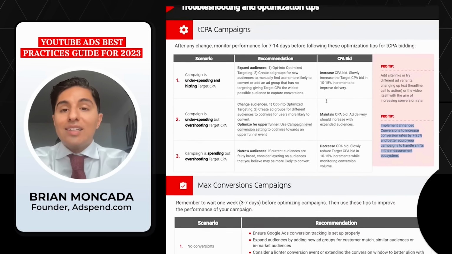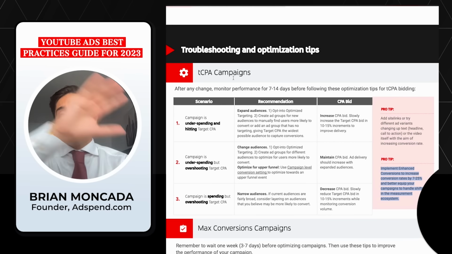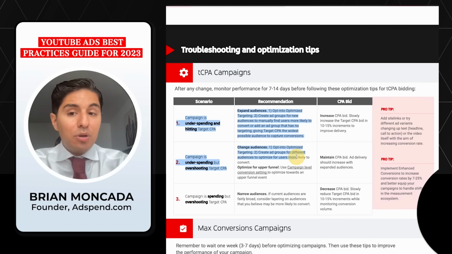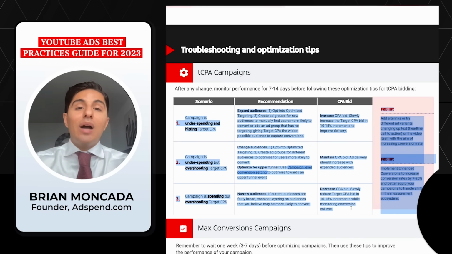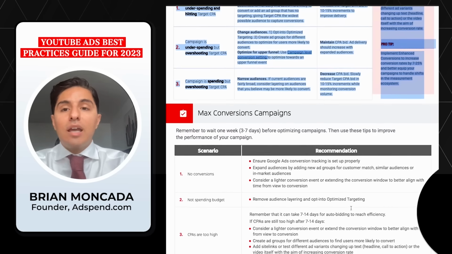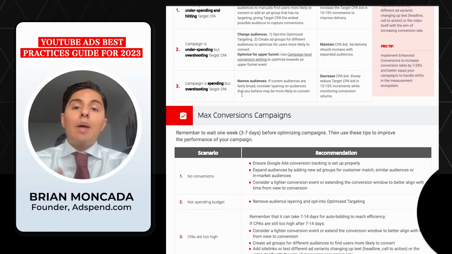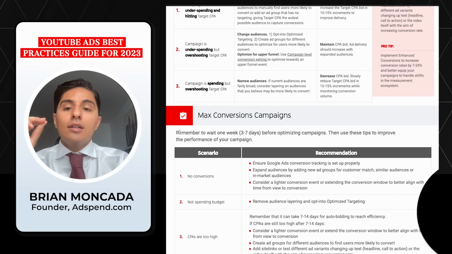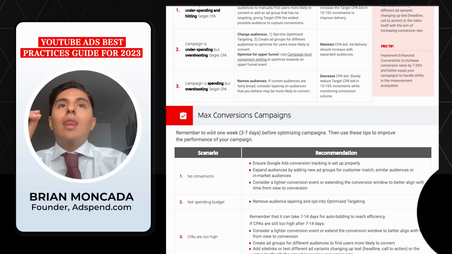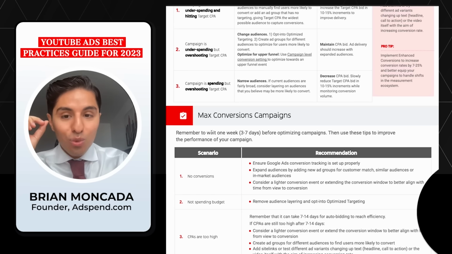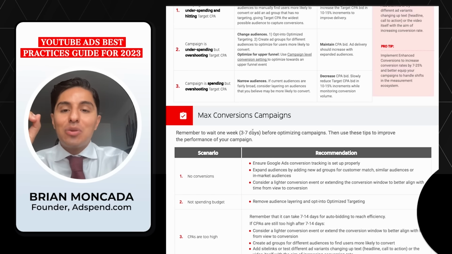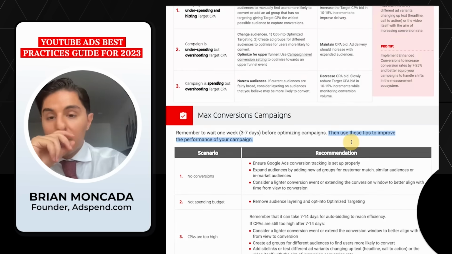Okay, now that's target CPA campaigns. So if you're having trouble with target CPA campaigns and you're experiencing any one of these scenarios, now you have the best practices to optimize those campaigns for better performance. Let's get into max conversion campaigns. Remember to wait 1 week, 3 to 7 days before optimizing campaigns. Then use these tips to improve the performance of your campaigns.